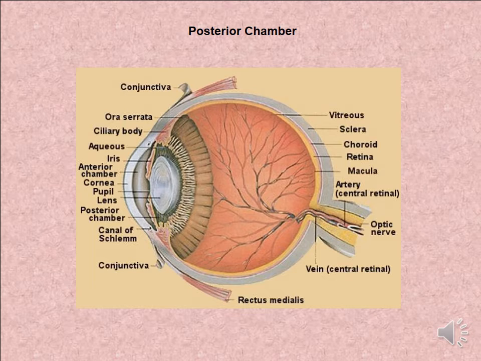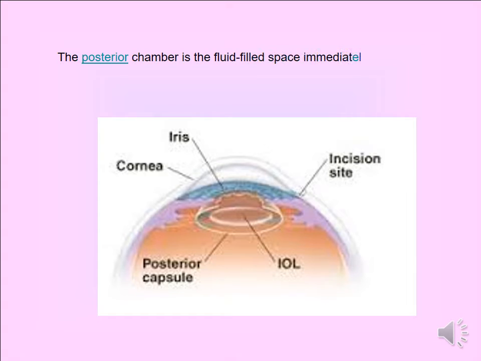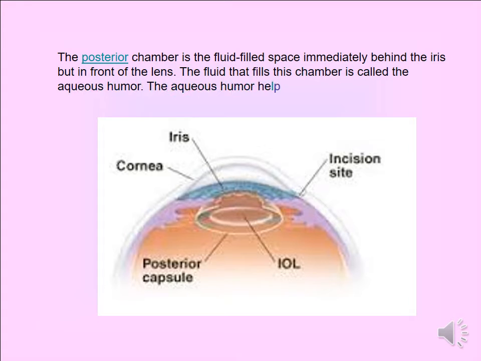And beyond the lens and the pupil, we have the posterior chamber. The posterior chamber is a fluid-filled space immediately behind the iris but in front of the lens. The fluid that fills this chamber is called the aqueous humor. The aqueous humor helps to nourish the cornea and the lens.